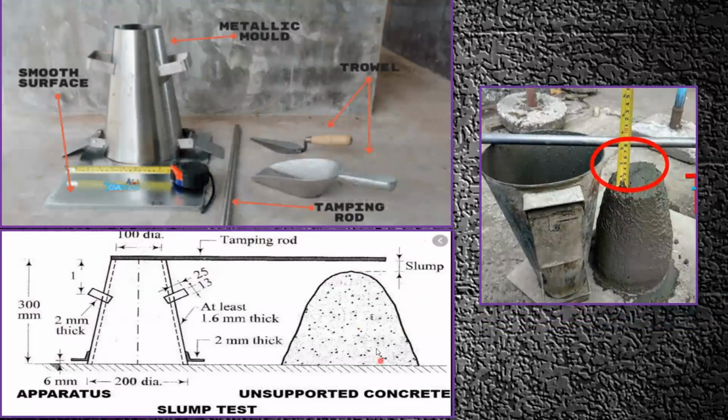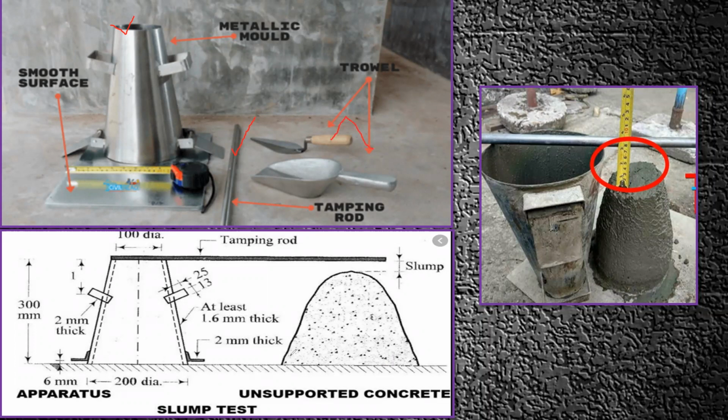Now starting with the procedure, we'll see this. You can see this is called a slump cone. These are the two handles to lift the cone. This is a measuring tape. You have a scale. Then this is the tamping rod so that you can do compaction. And these are the trowels we have, right?